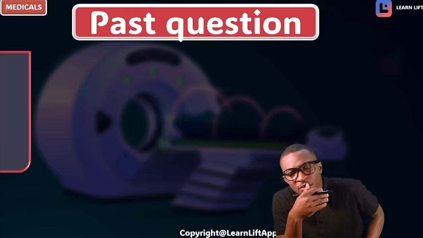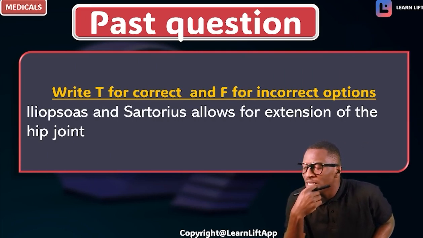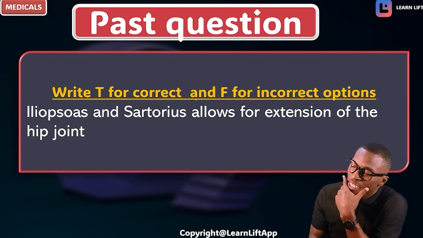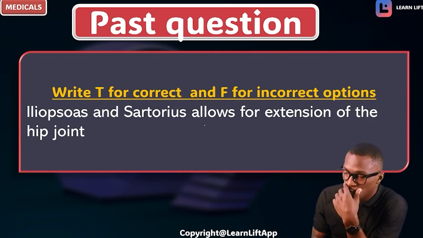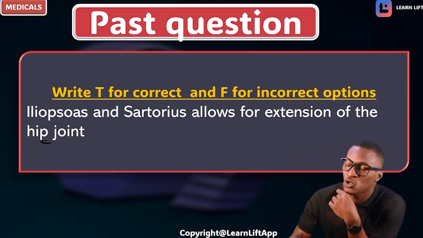Now let's see one or two past questions. Write T for true, F for false. The question says iliopsoas and sartorius muscles allow extension of the hip joint. Is that statement correct? First of all, iliopsoas and sartorius, what are they?